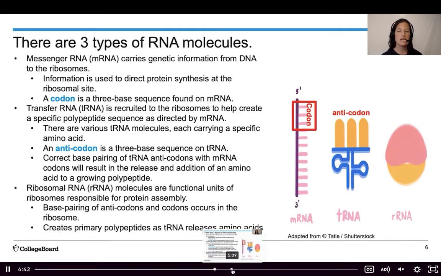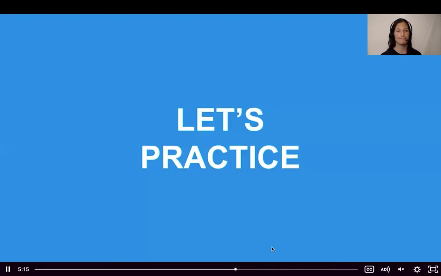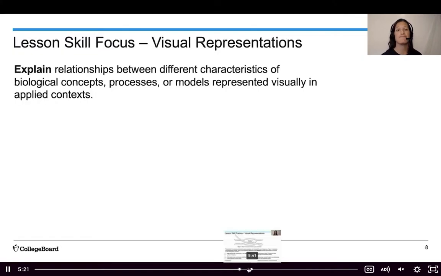And I'm just going to fast forward through this. You can definitely, like I said, watch this if you don't know these things and take notes about them. But here's a practice question, and this is what's going to be on your assessment. In the AP Biology test, these skill focuses are kind of cool because they are going to be applied in many different cases. In this case, you're going to have to look at a visual representation or a picture, and then explain relationships between different characteristics of biological concepts, processes, or models.